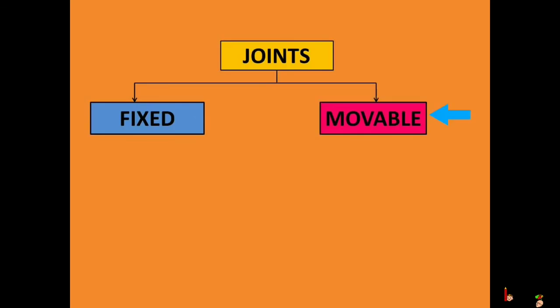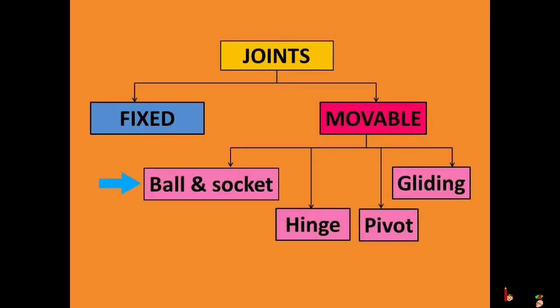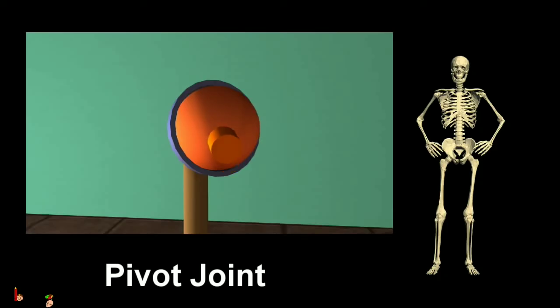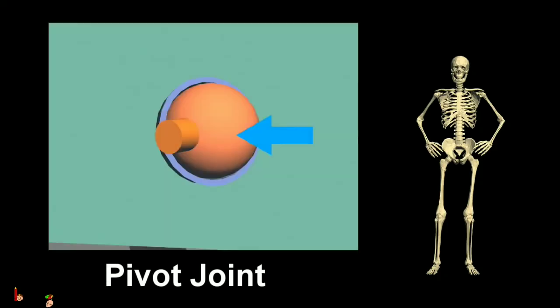So joints are of two types, fixed and movable joints. Fixed means the joints of bones at the skull, while movable are of ball and socket, gliding, hinge and pivot. Now we'll start learning pivot. This is a pivot joint.